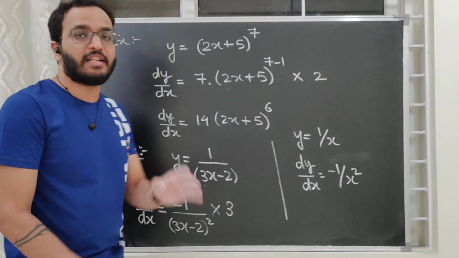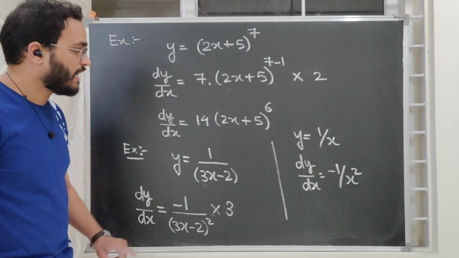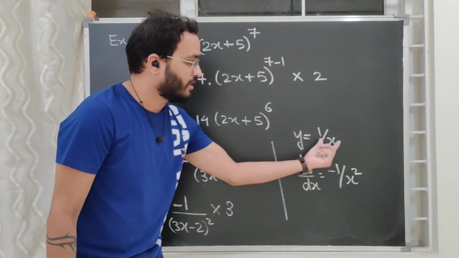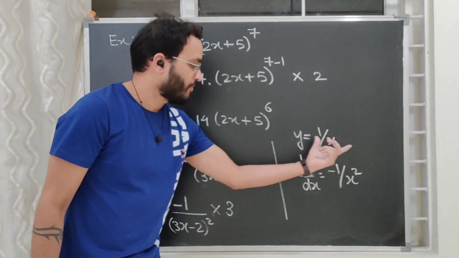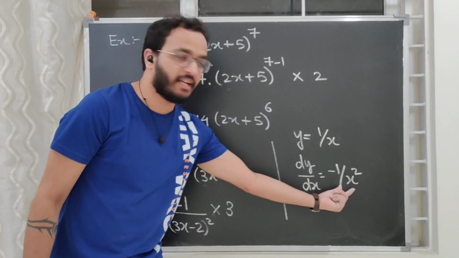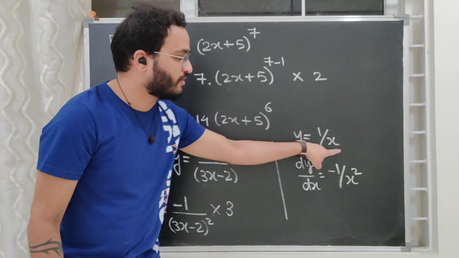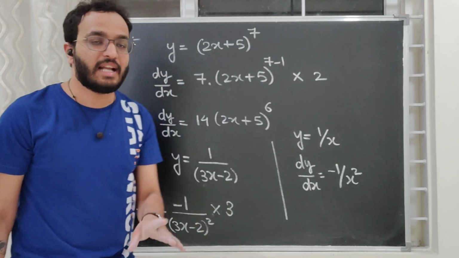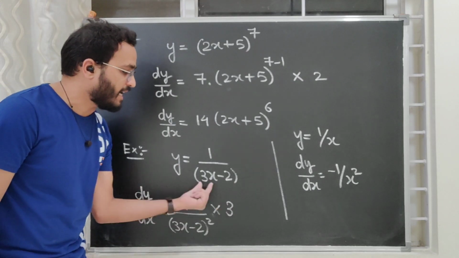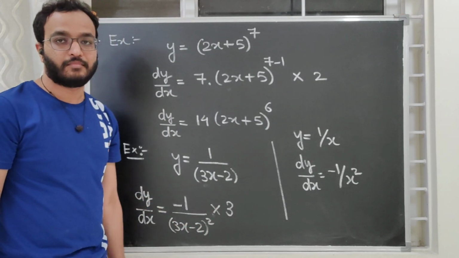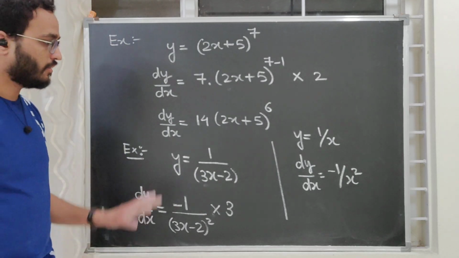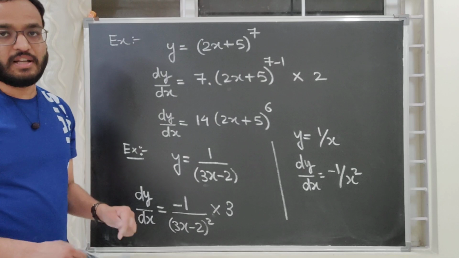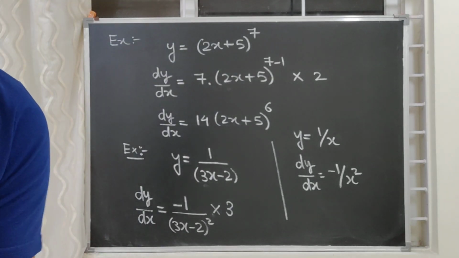What I have done is, I will again tell you, I have compared this 1 by 3x minus 2 with 1 by x. Suppose 1 by x is there, right? What is the differentiation of this? Minus 1 by x square, right? So if I replace x with 3x minus 2, the process will be same, just that I will have to multiply at last the coefficient of x. Okay? I guess this rule is absolutely clear. Now, one last example I will take and then we will conclude the lecture.